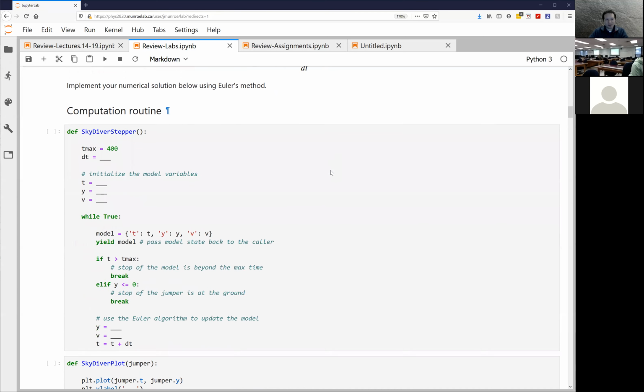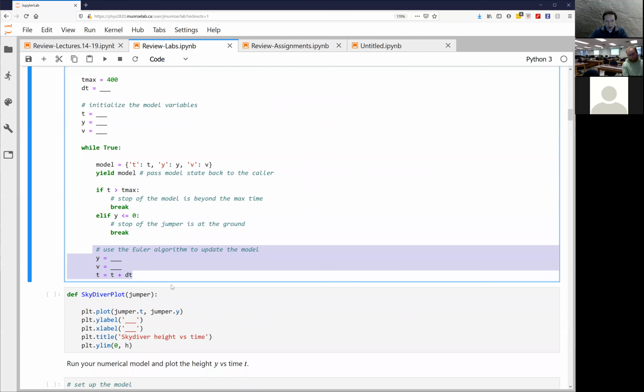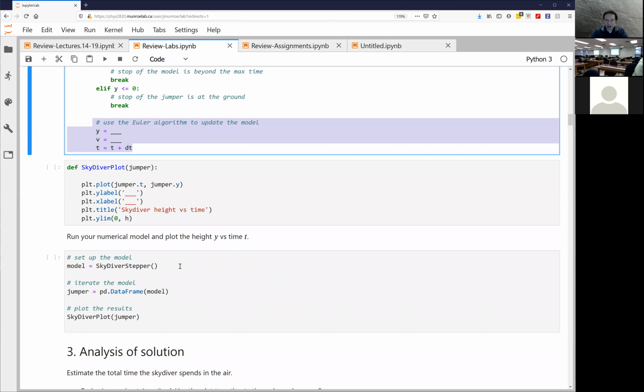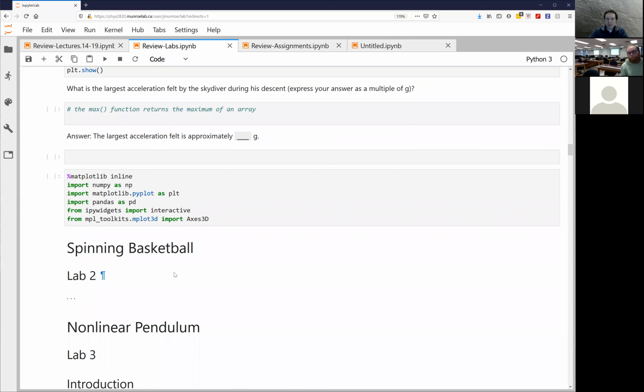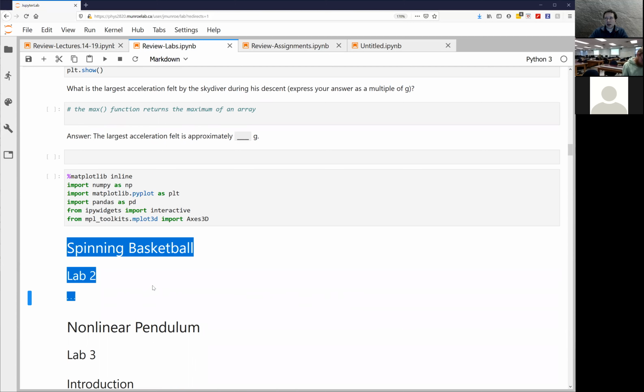Can you take that and implement something like Euler method? That's how we started the very first lab. I think that's an important lab to at least go through and be like, yeah, I understand how that all works. In lab number 2, we looked at the example of a spinning basketball and this force which is at an angle to the right. I don't think there's anything particular about that lab that requires review. I am totally fine if you just skip right over it for the purposes of studying.